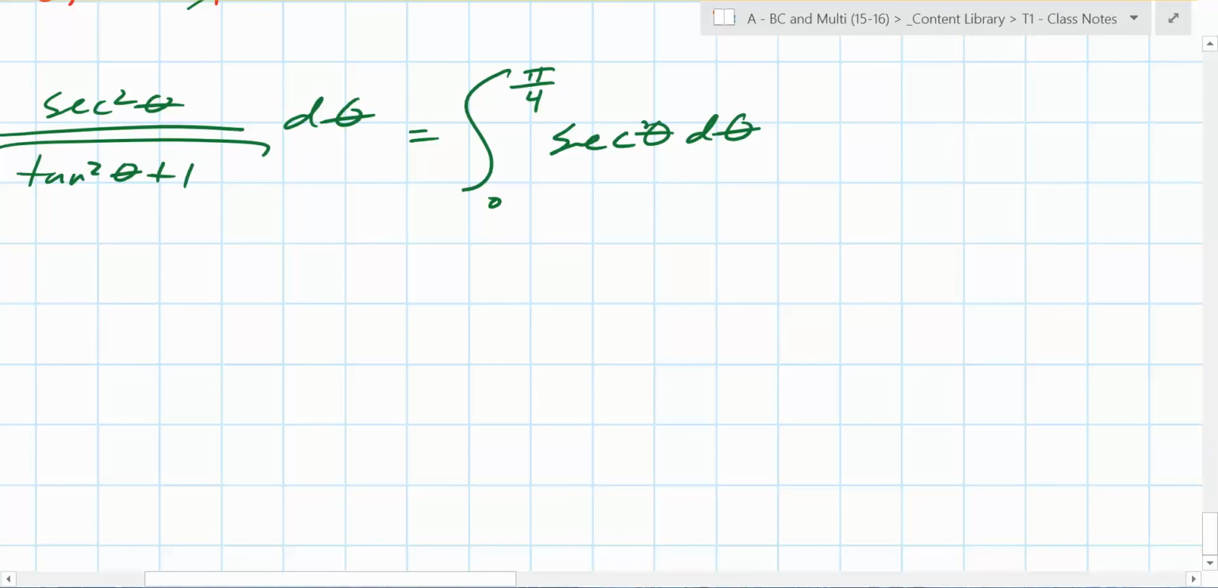What's another way to write secant? 1 over cosine theta. So if you wanted to do this, from 0 to pi over 4, you have to integrate secant, right? That's the challenge. You have to integrate secant at this point. So you're actually integrating this right here, and this is where it gets more challenging.